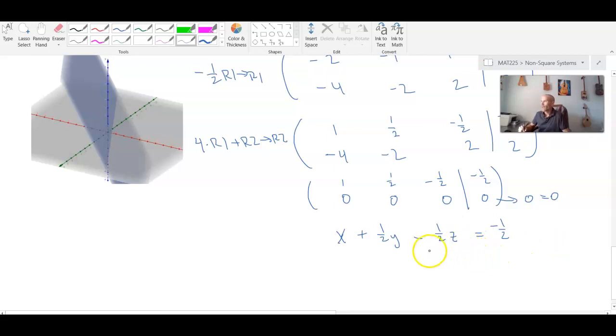Okay, so now we're ready to write our solution. But let's think about this for a moment. There's no equation in here that tells me what y has to be. So that means y is a free variable. Also, there's no equation in here that tells me what z has to be, so that's a free variable, meaning that I could pick any values for y and z that I want, and then x will have to adjust itself mathematically to make sure that that statement remains true.